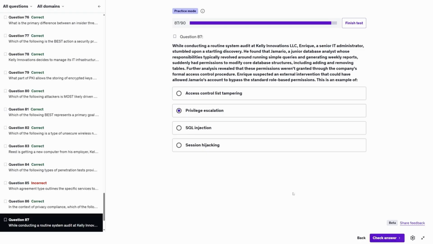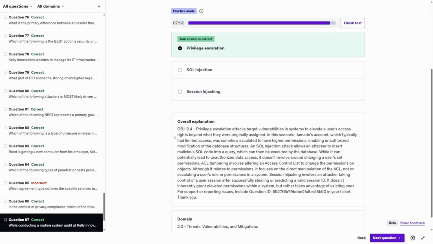And the answer is privilege escalation. Privilege escalation attacks target vulnerabilities in systems to elevate a user's access rights beyond what they were originally assigned. And in this scenario, Jamario's account, which typically had limited access, was somehow escalated to have higher permissions, enabling unauthorized modification of the database structures. I'll leave up the other incorrect answers for a few seconds.